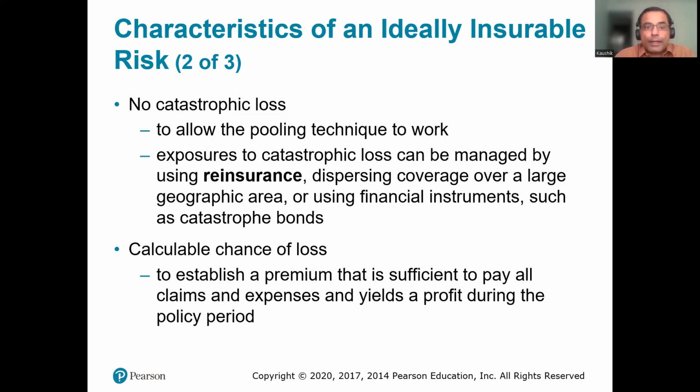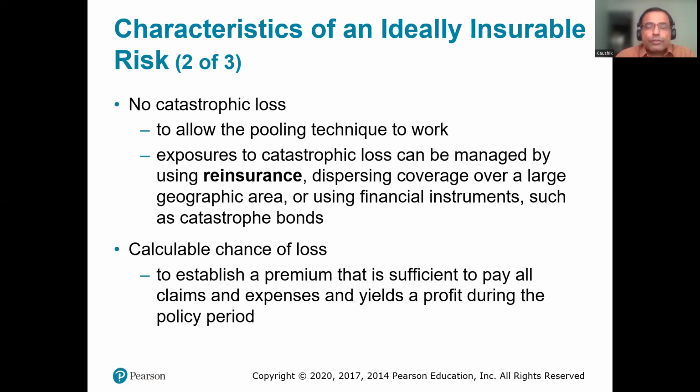There should be no catastrophic loss. That is, when pooling happens with large number of exposure units, we can expect that large number of exposure units will not be affected. Only a few number of exposure units will be affected. If the loss is catastrophic, that leads to large number of exposure units getting affected, then we have to use reinsurance.